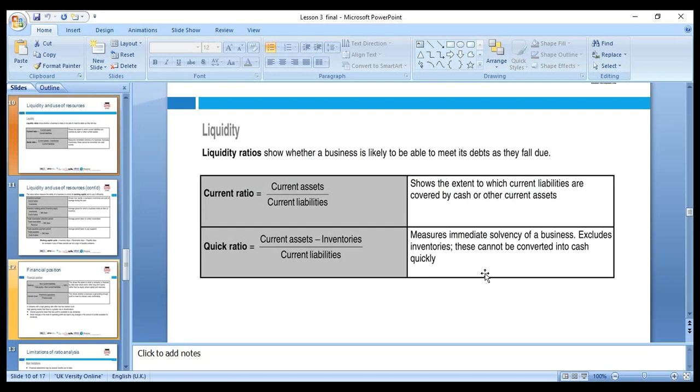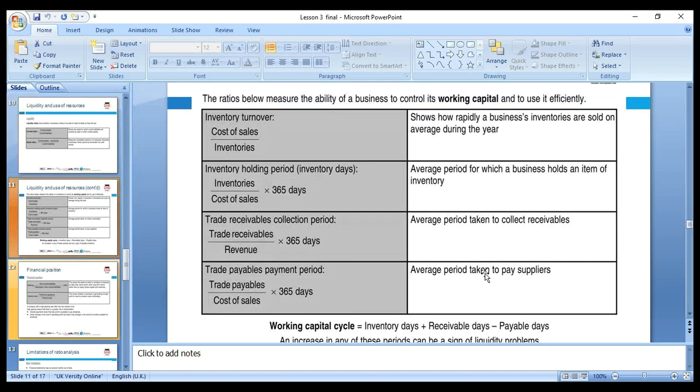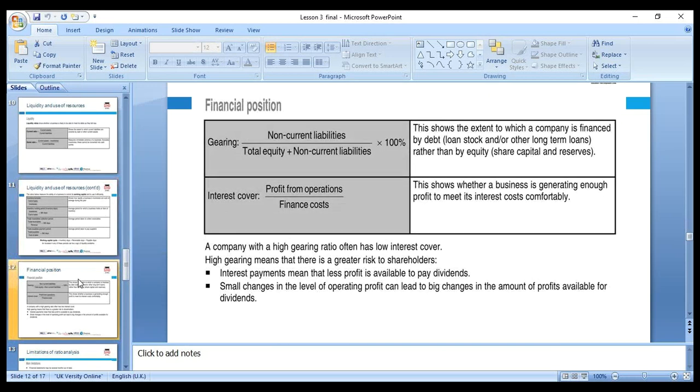Does anybody have any question? Please, if any question, drop me an email. As you know, my email is anjum@ukversity.co.uk. Then cost of sales and inventory turnover, which is also known as use of resources, and working capital ratios as well, which will help to calculate. So this is quite good. Working capital cycle: inventory turnover days plus receivable days minus payable days.